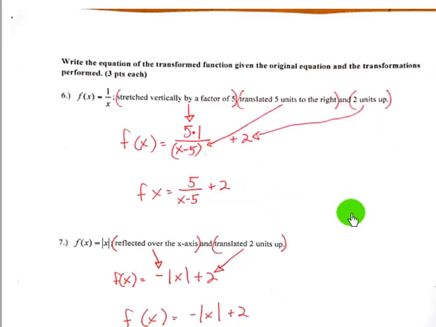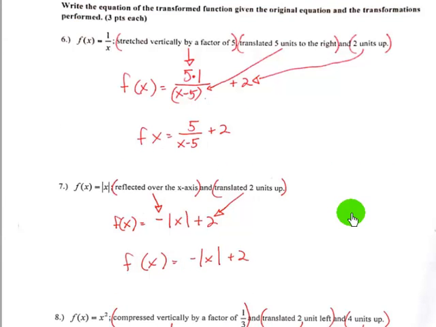Next, you need to write the equation of the transformed function given the original equation and the transformations performed. So the original equation, which would be considered the pre-image if you graphed it, says f of x equals 1 over x. Now it's stretched vertically by a factor of 5. That means you're going to multiply f of x by 5. Or you could say 5 times 1 over x, and when you apply that, it becomes 5 over x.